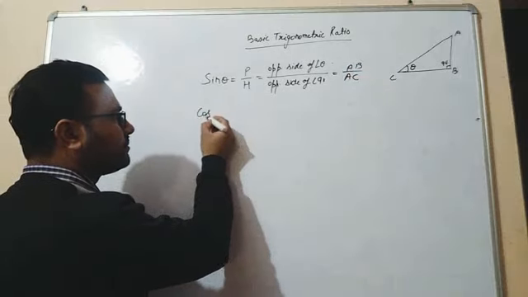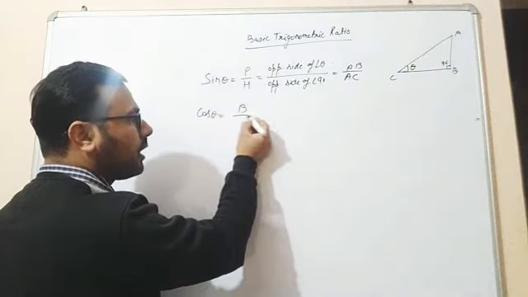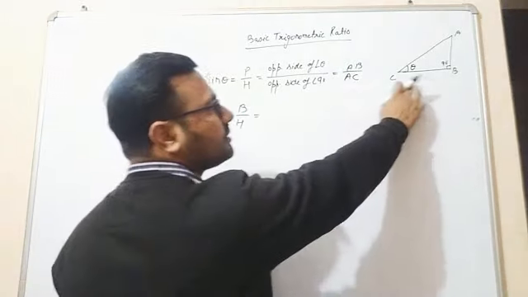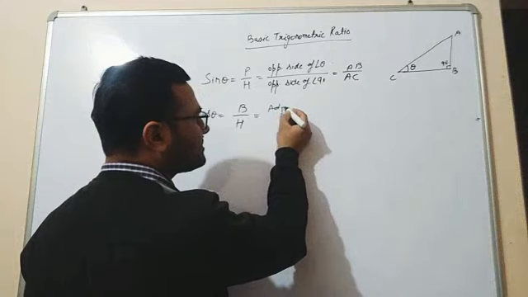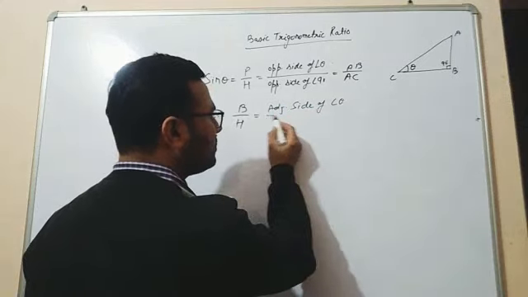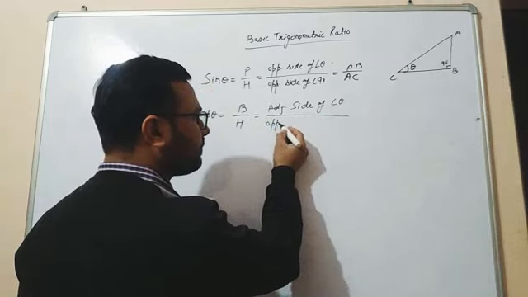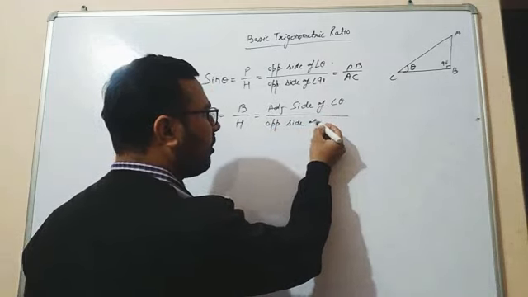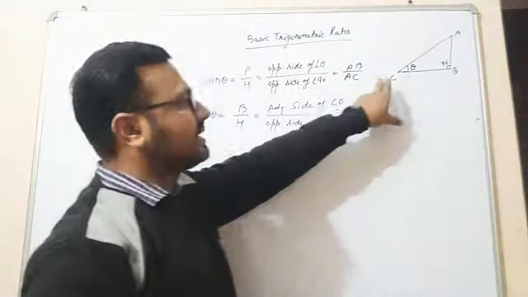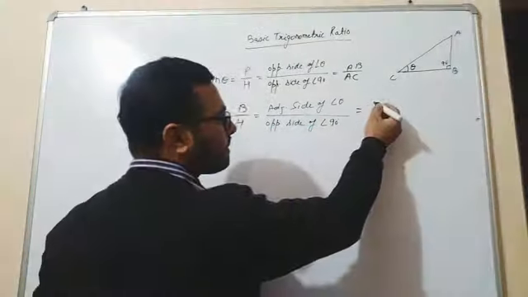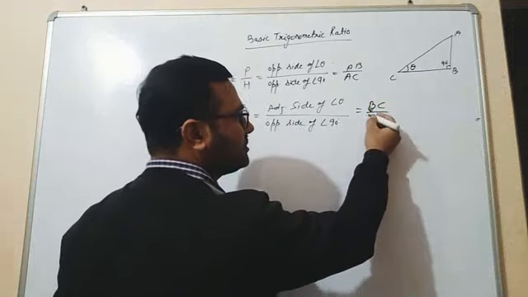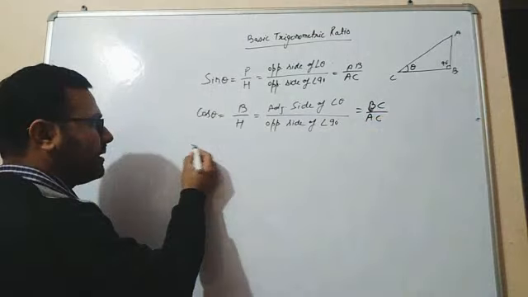Cos theta is base upon hypotenuse. What is the base? Adjacent side of angle theta. And the hypotenuse is the opposite side of angle 90 degree. What is the adjacent side of angle theta? That is BC. And the hypotenuse is AC.